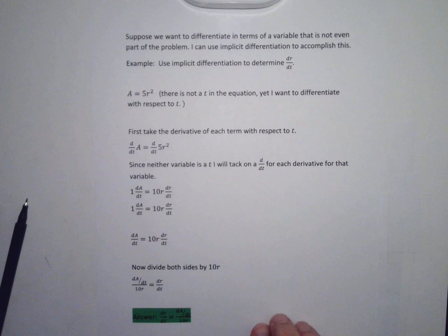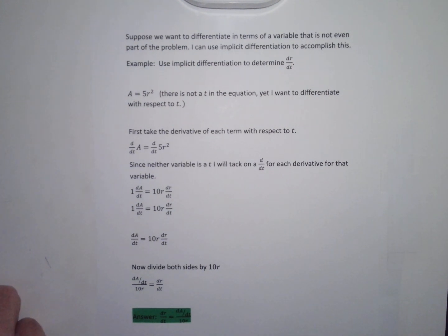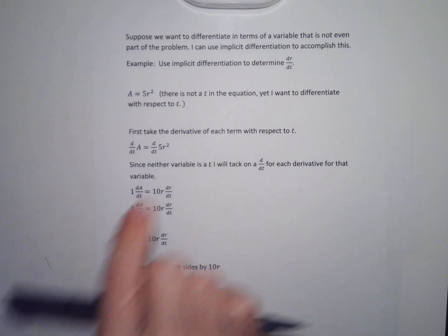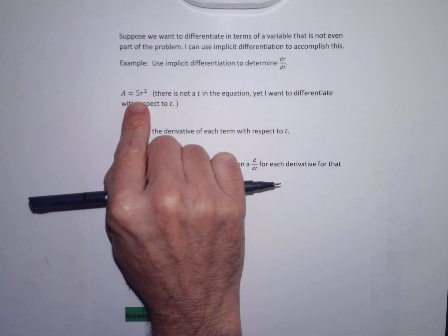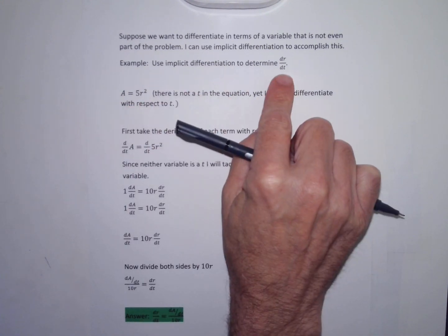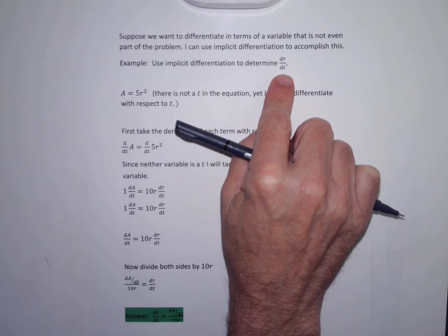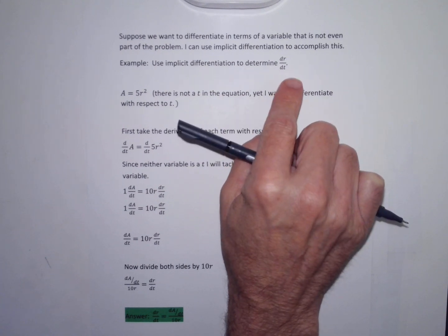Now a new example of implicit differentiation, which is really strange, but we're going to need it in the next section. So here I'm given a problem, A equals 5r squared, and I'm asked to find dr dt, which means I need to take the derivative with respect to t as opposed to the derivative with respect to x. This is a strange implicit differentiation problem, but it's real similar.